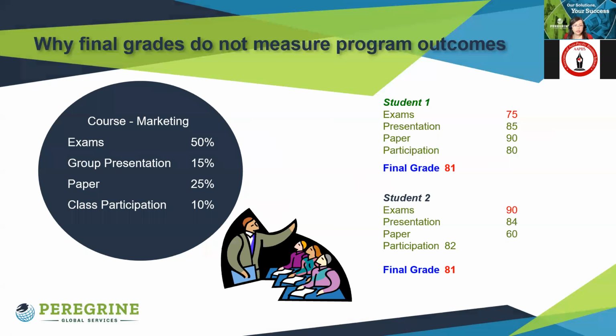If you're using a dissertation or final presentation works as part of a direct measure, here's an example of why final grades and course grades could not be used for summative assessment of student learning. So why aren't final grades program assessment? For example, this is a marketing course, and I have an example of two students, right? Student 1 and student 2. They both got a final grade of 81, which looks wonderful.